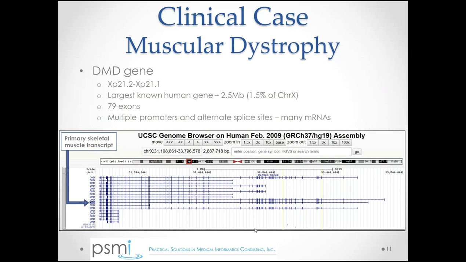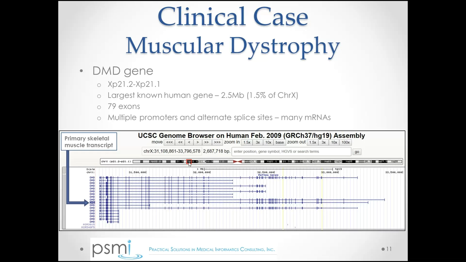So it's a gnarly gene. It's the largest known human gene. So here we are, we're over on the small arm of chromosome X in the P21 region. And this gene is so big that it actually occupies 1.5% of chromosome X. It's 2.5 million bases.